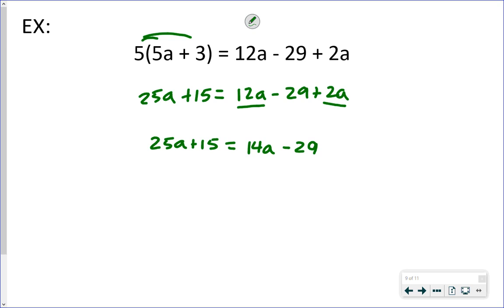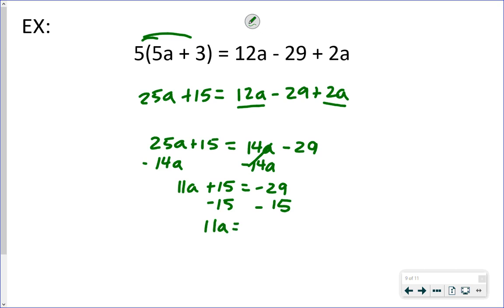Okay, now I want to combine my variables and move them from side to side, and I find the smaller one, which is 14. So I'm going to subtract 14a from both sides. 25a minus 14a is 11a. Okay, now I need to move my constant, the 15, over to the other side. So I'm going to subtract 15 from both sides. Negative 29 minus 15. Do that in your calculator, you should get negative 44.